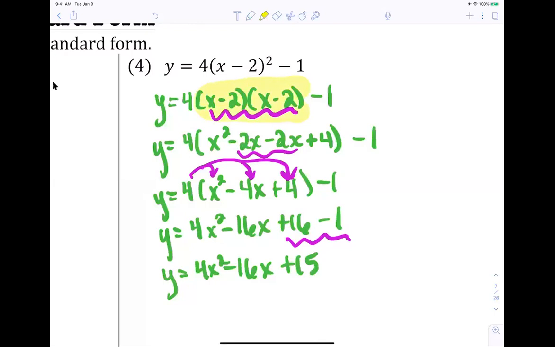If I distribute, x times x becomes our x squared. x times negative 2 becomes our negative 2x. Negative 2 times x ends up being negative 2x. And last but not least, negative 2 times negative 2 is a positive 4.